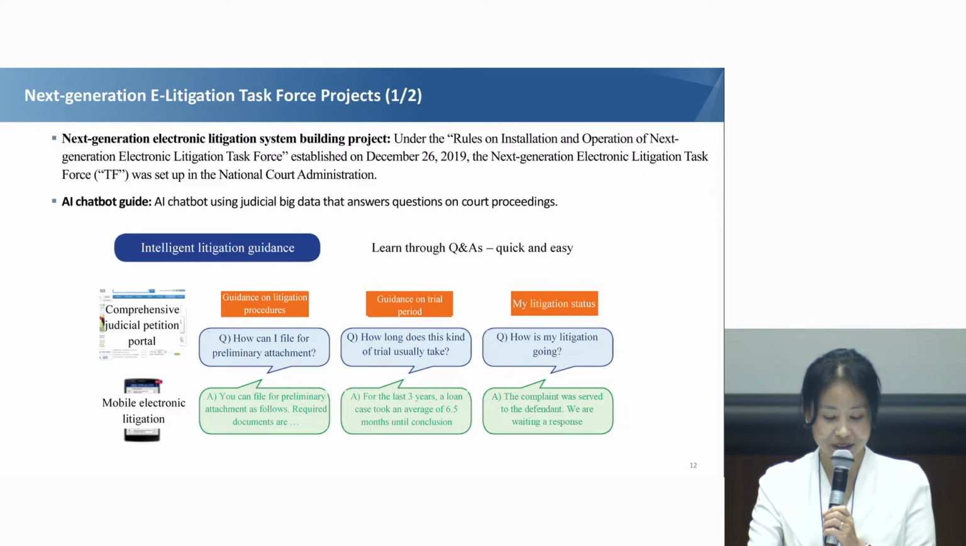You may be interested in the next generation electronic litigation system in Korea. In December 2019, the Task Force for Next Generation Electronic Litigation was established to build the system in earnest. Due to time constraints, I will explain only 2 essential features of the system. First, the system will feature an AI chatbot guide system. This AI chatbot uses big judicial data to answer questions on court proceedings.